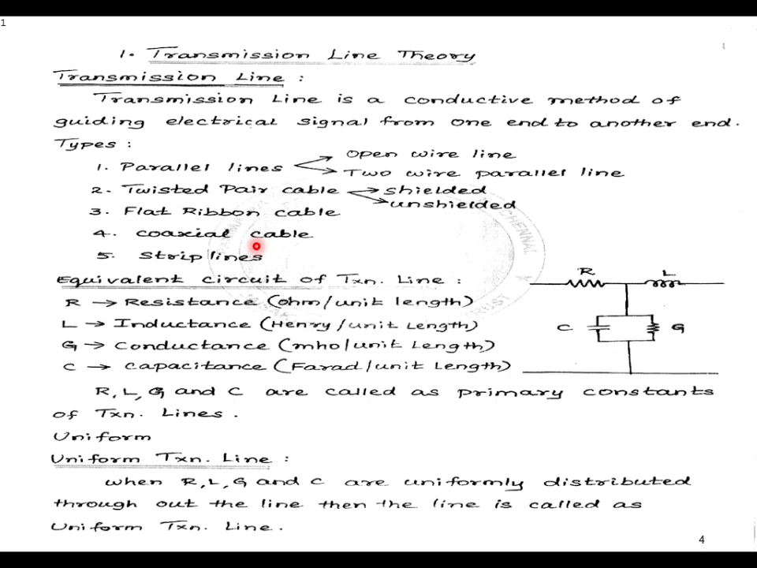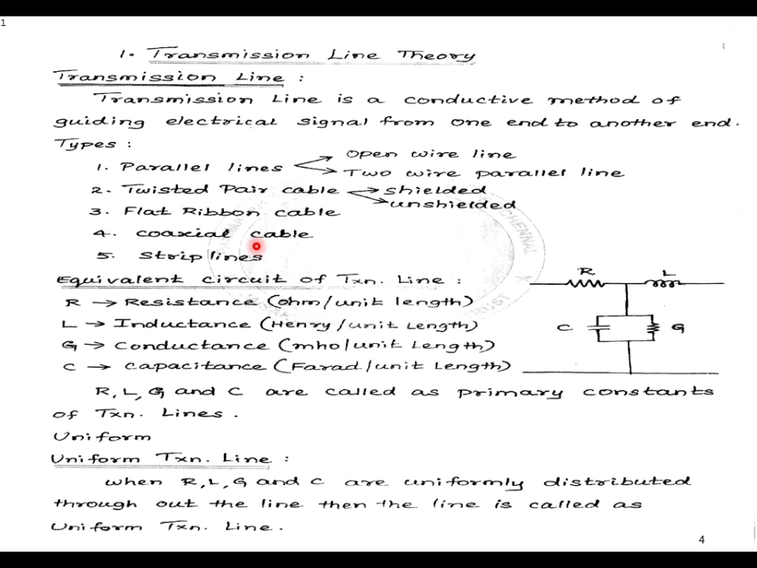We have 5 types of transmission lines: parallel lines, twisted parallel cable, flat ribbon cable, coaxial cable, and strip lines. And in the transmission lines we have primary constants and secondary constants. Primary constants are resistor, capacitor, inductor, and conductor. These 4 are the primary constants of the transmission line.